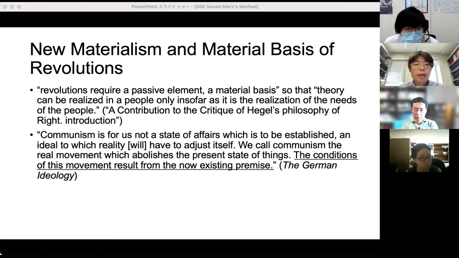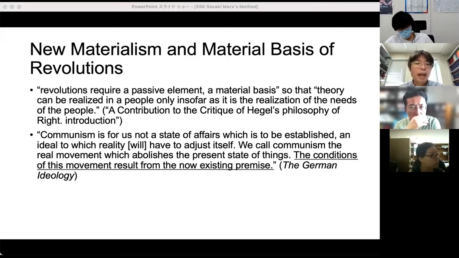However, through various studies and experiences, Marx concluded in the introduction to A Contribution to the Critique of Hegel's Philosophy of Right that revolutions require a passive element, a material basis, so that they can be realized in the people only insofar as it is the realization of the needs of the people. Marx thus shifted toward seeking the basis for social transformation in the real life of human beings rather than in ideas, as later Marx wrote in The German Ideology.